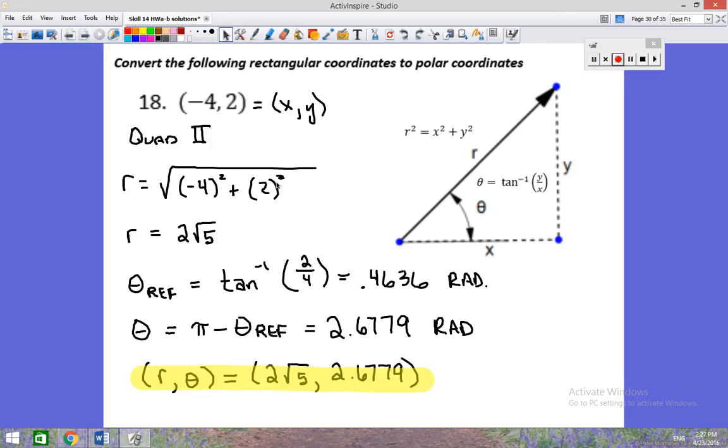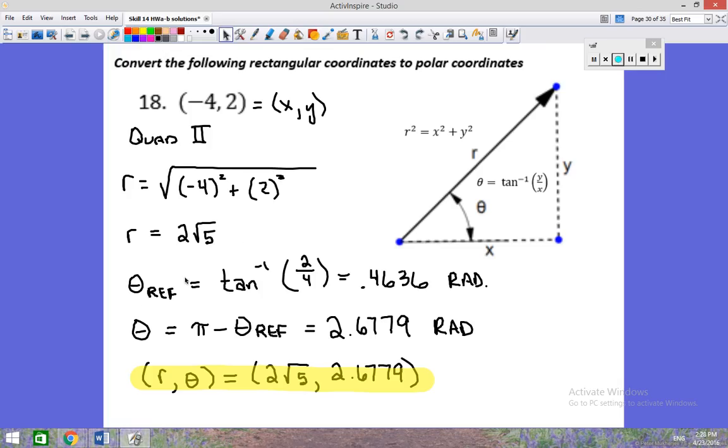Let's take a look at number 18. (-4, 2). If you go to the left and then up, you'll be in quadrant 2. So again, when I substitute x and y into my formula to calculate r, when you square it, if you're using a calculator, make sure you put parentheses around it so you don't have a sign error. But 16 plus 4 is the square root of 20. 4 is the largest perfect square that divides 20, so I simplified radical 20 to 2 radical 5.